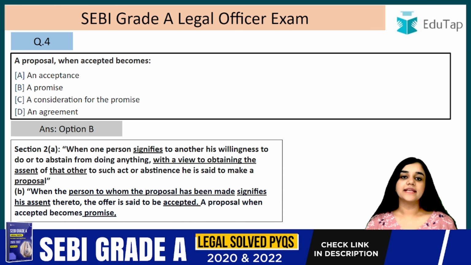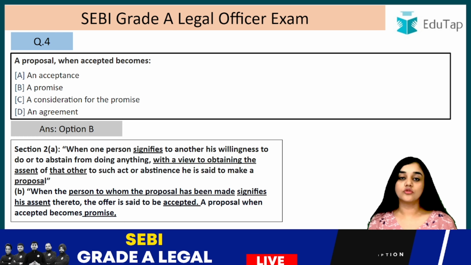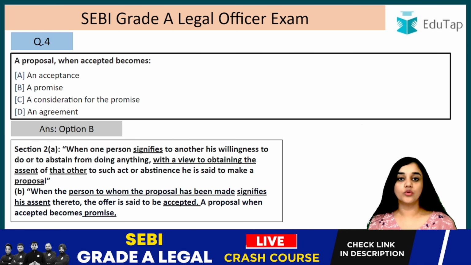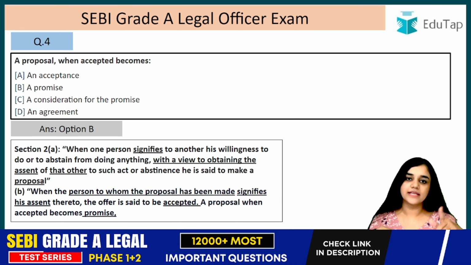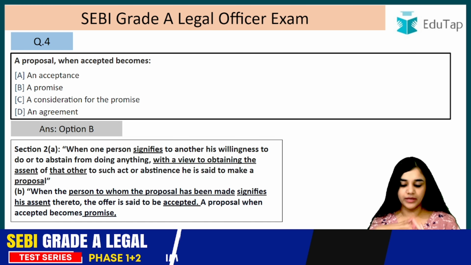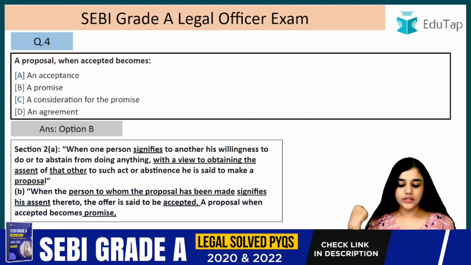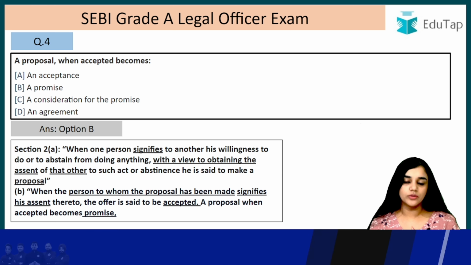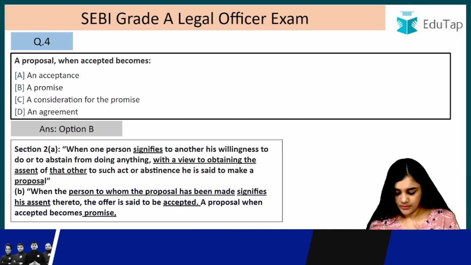Now, what is the definition of accepted? When the person to whom the proposal is made, only that person, signifies his assent. In the example I have told you, if B says, okay, I am ready to buy the watch for 5,000 rupees, then he has accepted the offer and the promise is made. So when the person to whom the proposal has been made signifies his assent thereto, the offer is said to be accepted. A proposal, when accepted, becomes a promise. When such a proposal is accepted by the promisee, B, it becomes a promise, right?